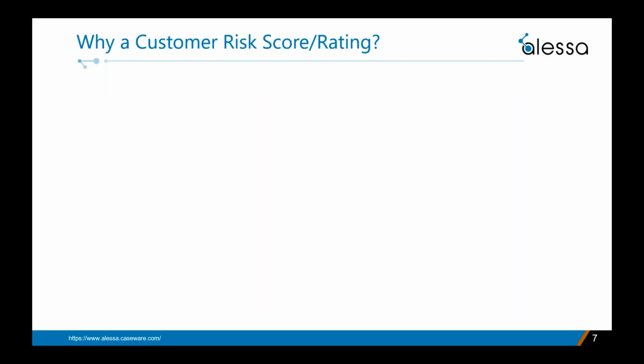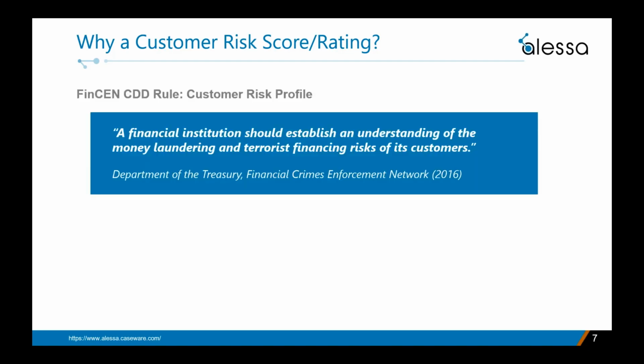Now, customer risk rating or risk score helps us identify those customers who present a higher risk of money laundering or illegal activity. Well, why should we do this? Well, first of all, if your institution is subject to US law, you're required to. What's commonly known as the FinCEN Customer Due Diligence or CDD rule became law on July 11th, 2016 with a compliance date of May 11th, 2018.